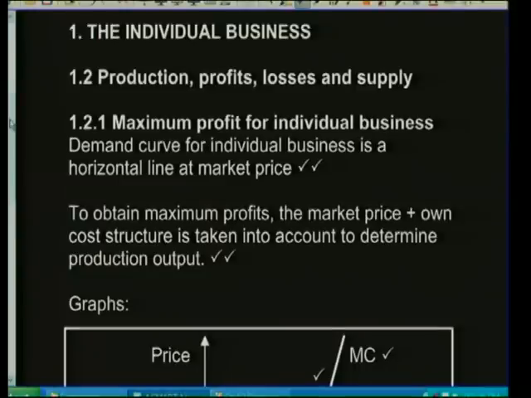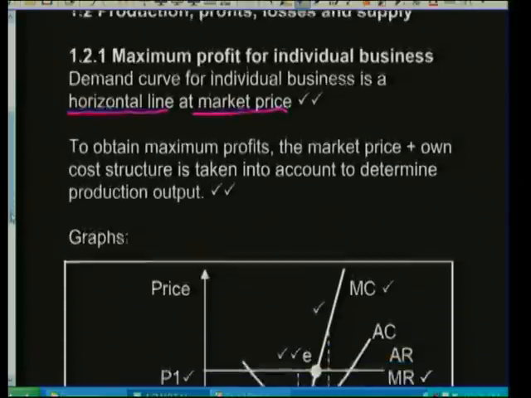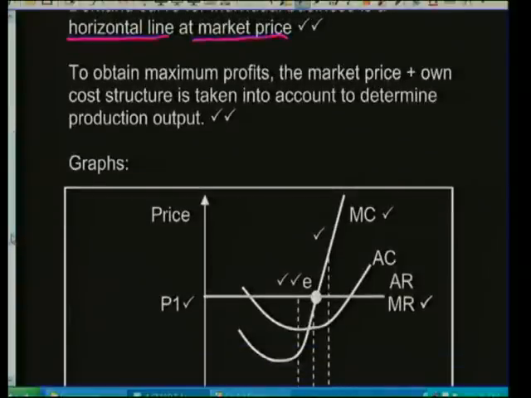Maximum profit for the individual business. Where would the individual business maximize its profit? The horizontal line at market price. To obtain maximum profit, the market price plus the own cost structure is taken into account to determine the production output. You can write either one of these two sentences.